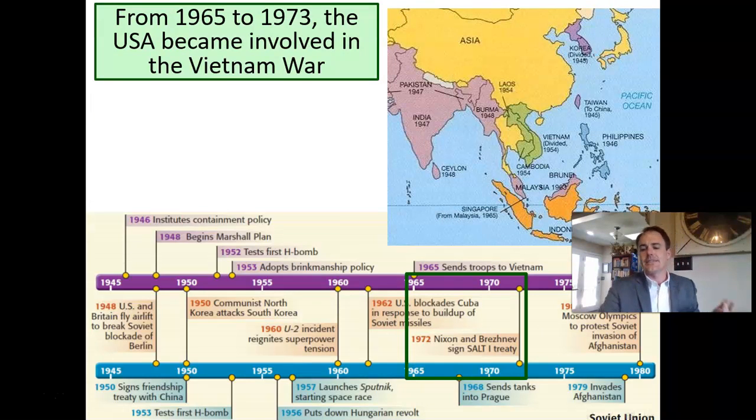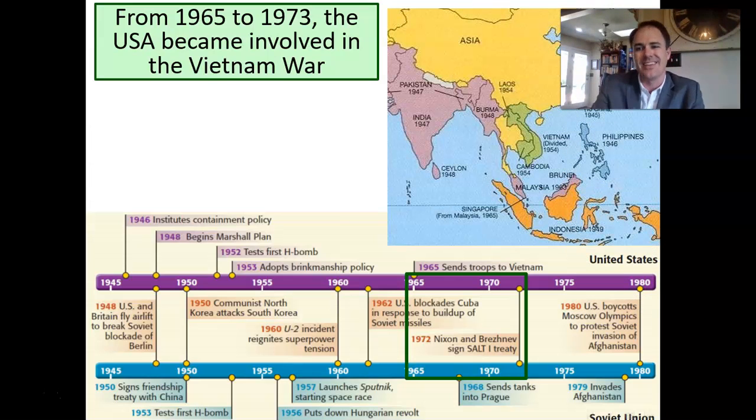All right, let's now turn to the other major event, at least from the U.S. and Vietnamese perspective, in the 1960s, and that is the U.S. involvement in what in the U.S. is called the Vietnam War, where in Vietnam it's known as the War for Independence.